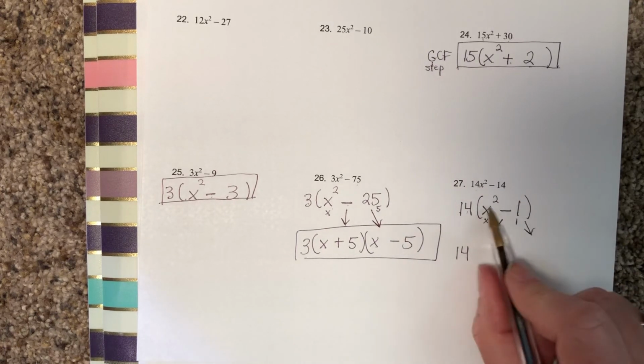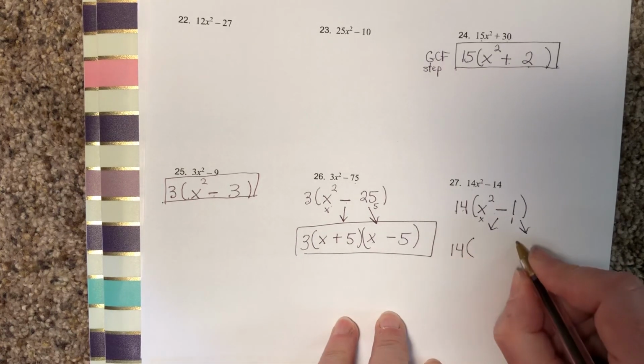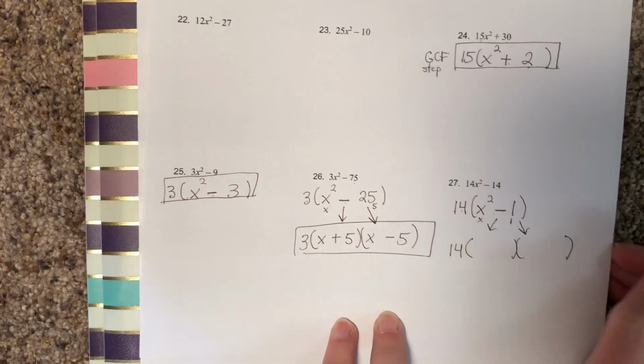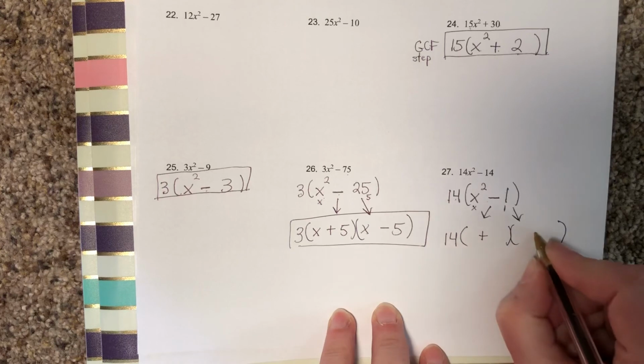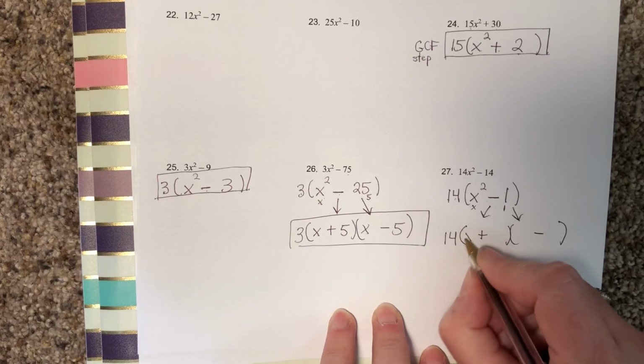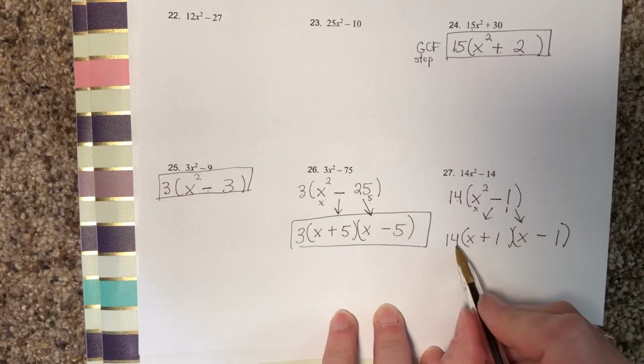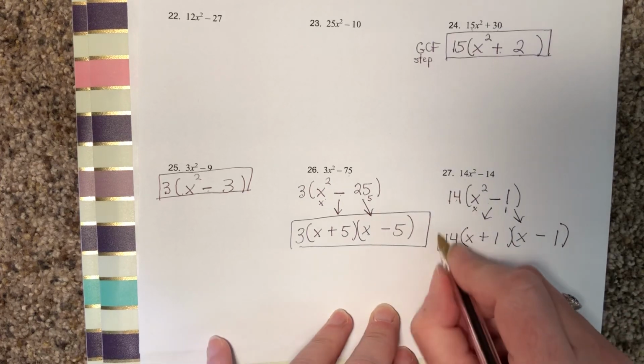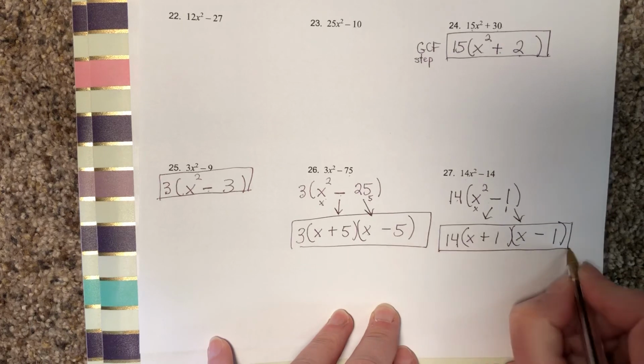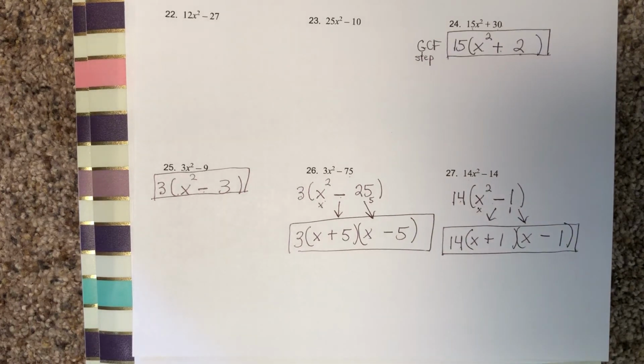So this is the difference of two squares. So it's going to break into two pieces. One's a plus, one's a minus. x plus 1, x minus 1. Don't drop the 14 because that has to be part of your answer. All right, so you're going to do the rest of the problems that I didn't do using these as examples.